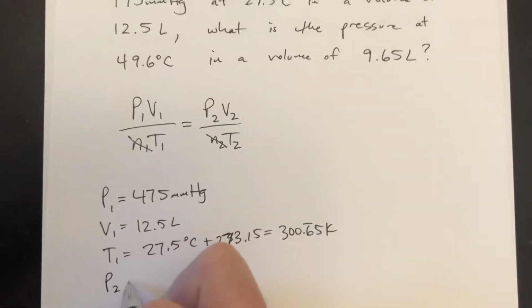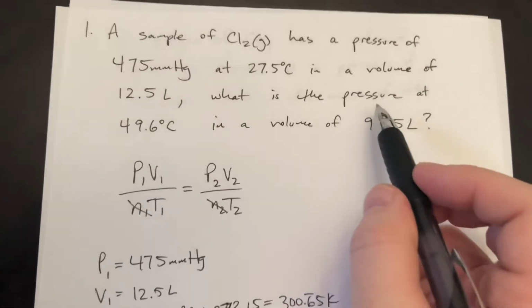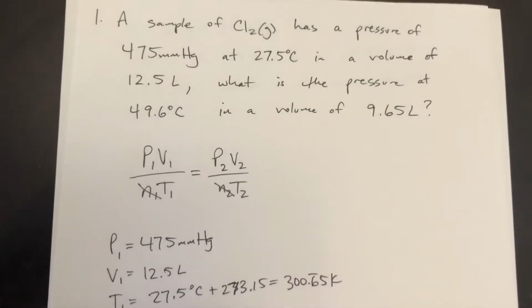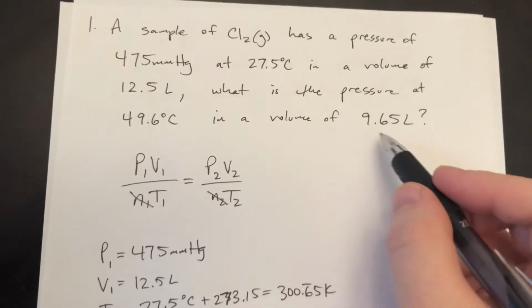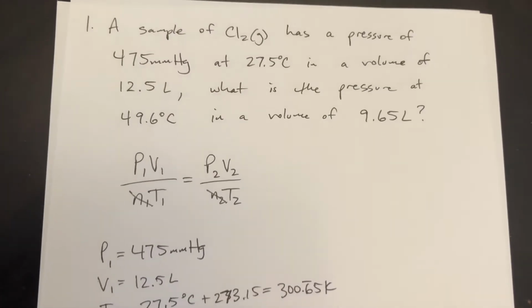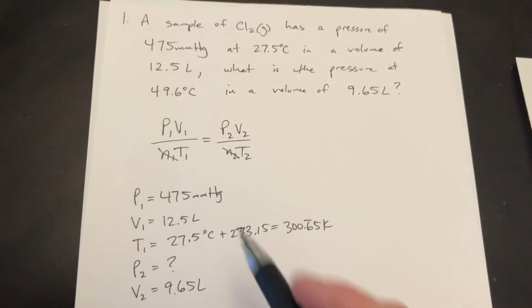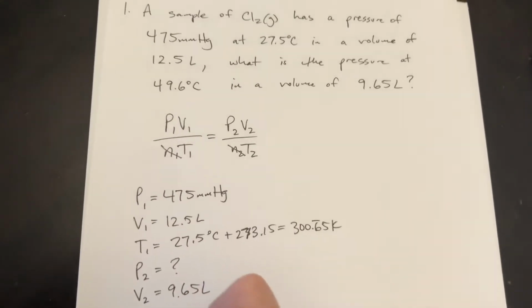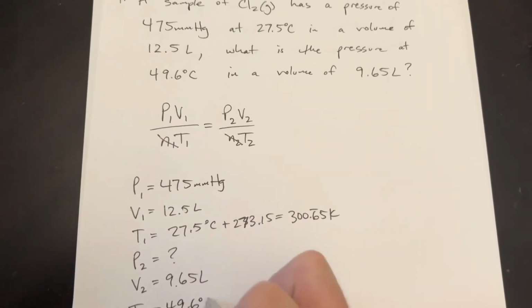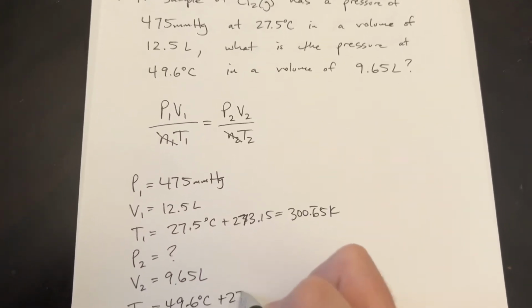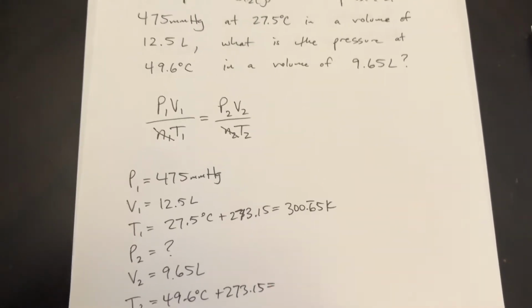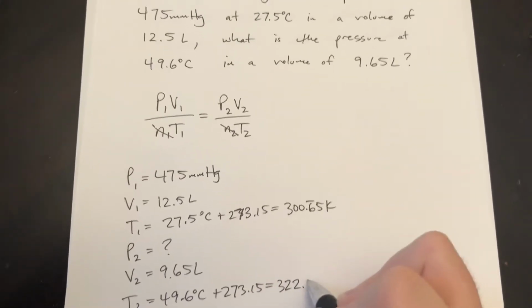So P2, that's what we're solving for. What is the pressure? V2 is the volume, is 9.65. Okay, and the temperature, T2, equals 49.6 degrees Celsius. We need to add 273.15 to that, and that comes out to 322.75.